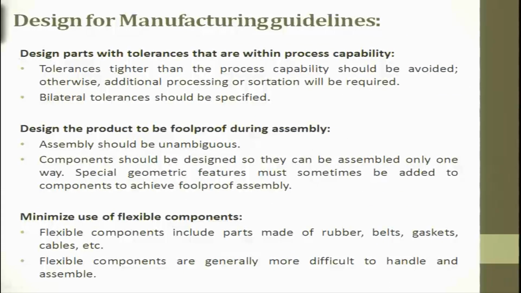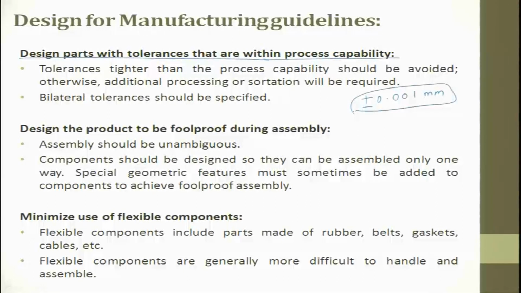Next one is design parts with tolerances that are within the process capability. Don't try to just demand, okay, here is a part which mates with another part, a male part and a female part, let's ask a tolerance of 0.001 millimeter. Why did you ask? I thought this is good, but can your machine make it? No, it cannot make it. So what are you doing? Since you gave this dimension, I am going to add one more process while producing the shaft or a hole and pass the process through that.